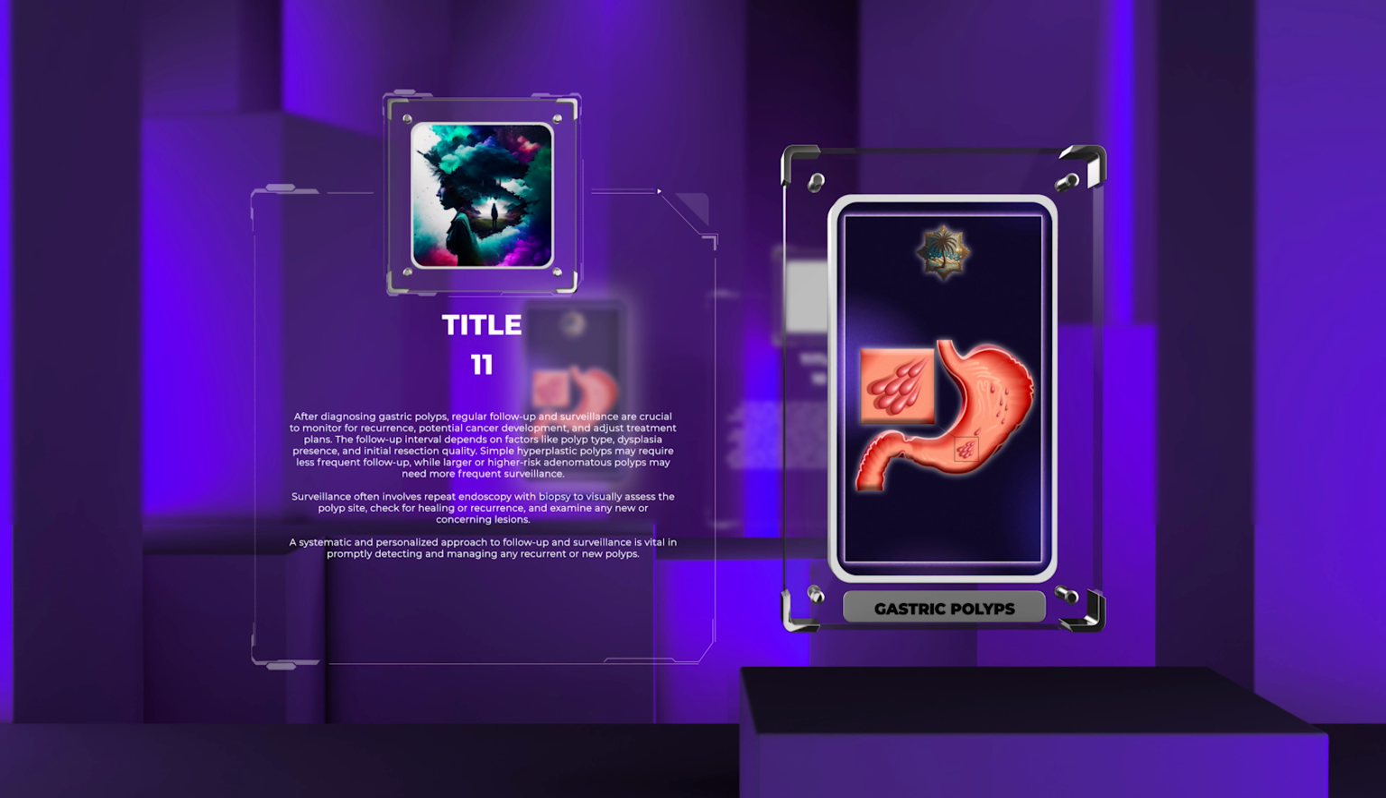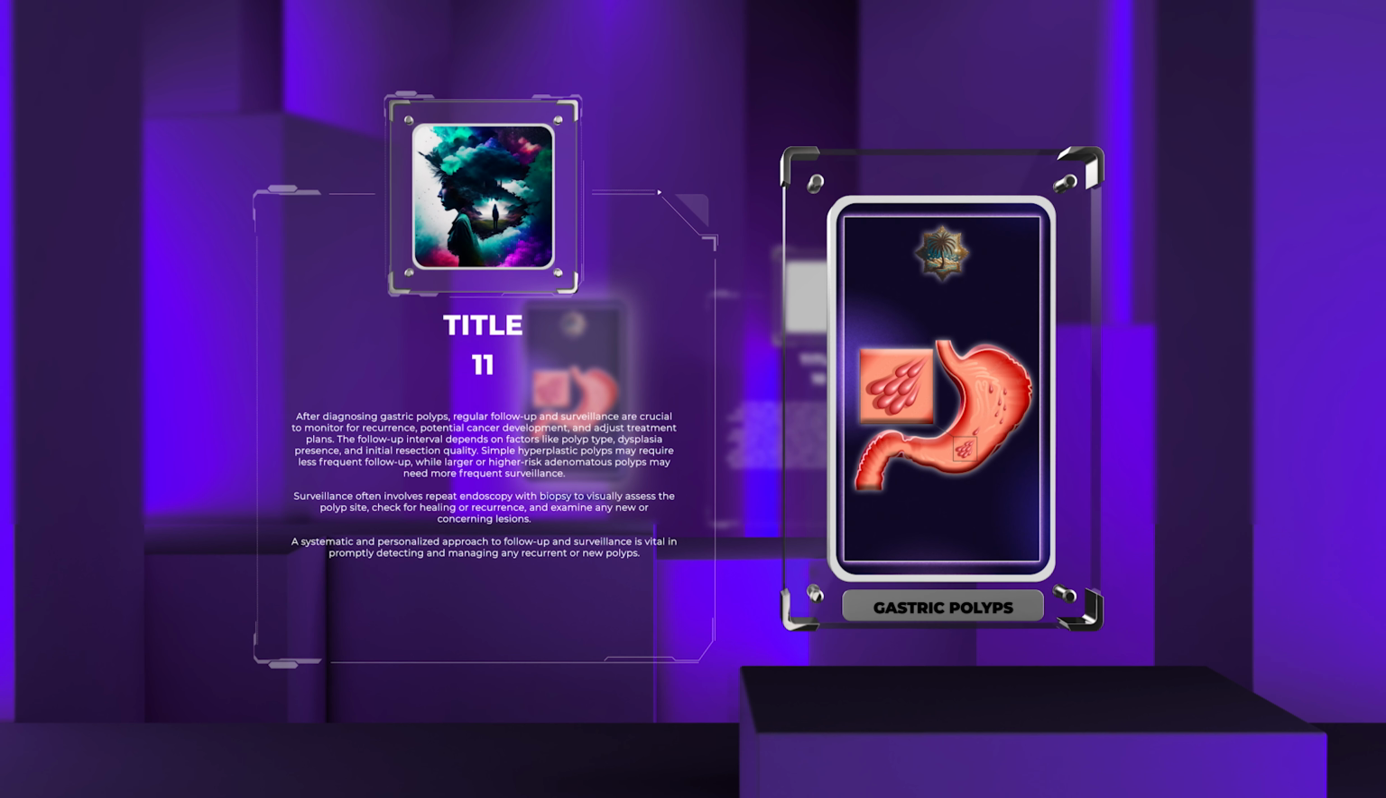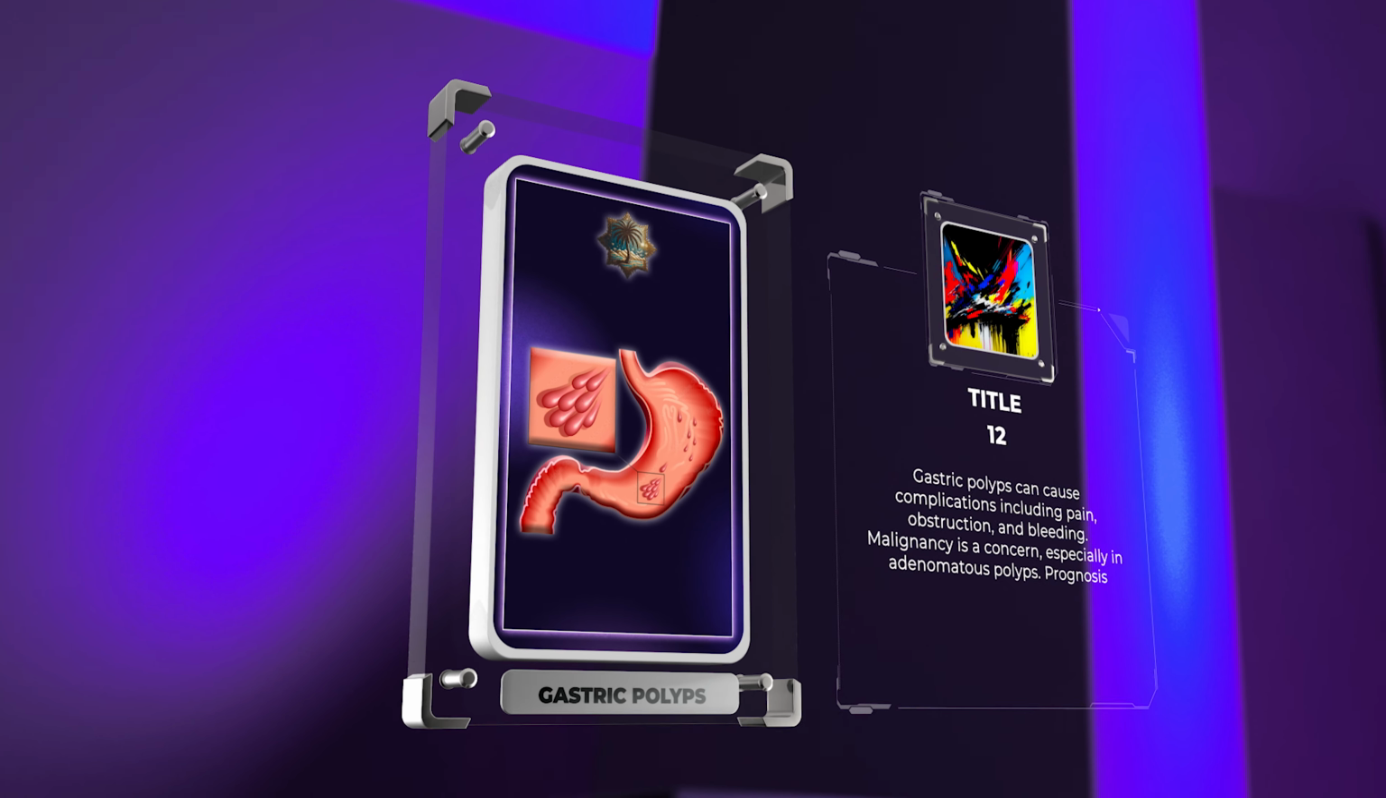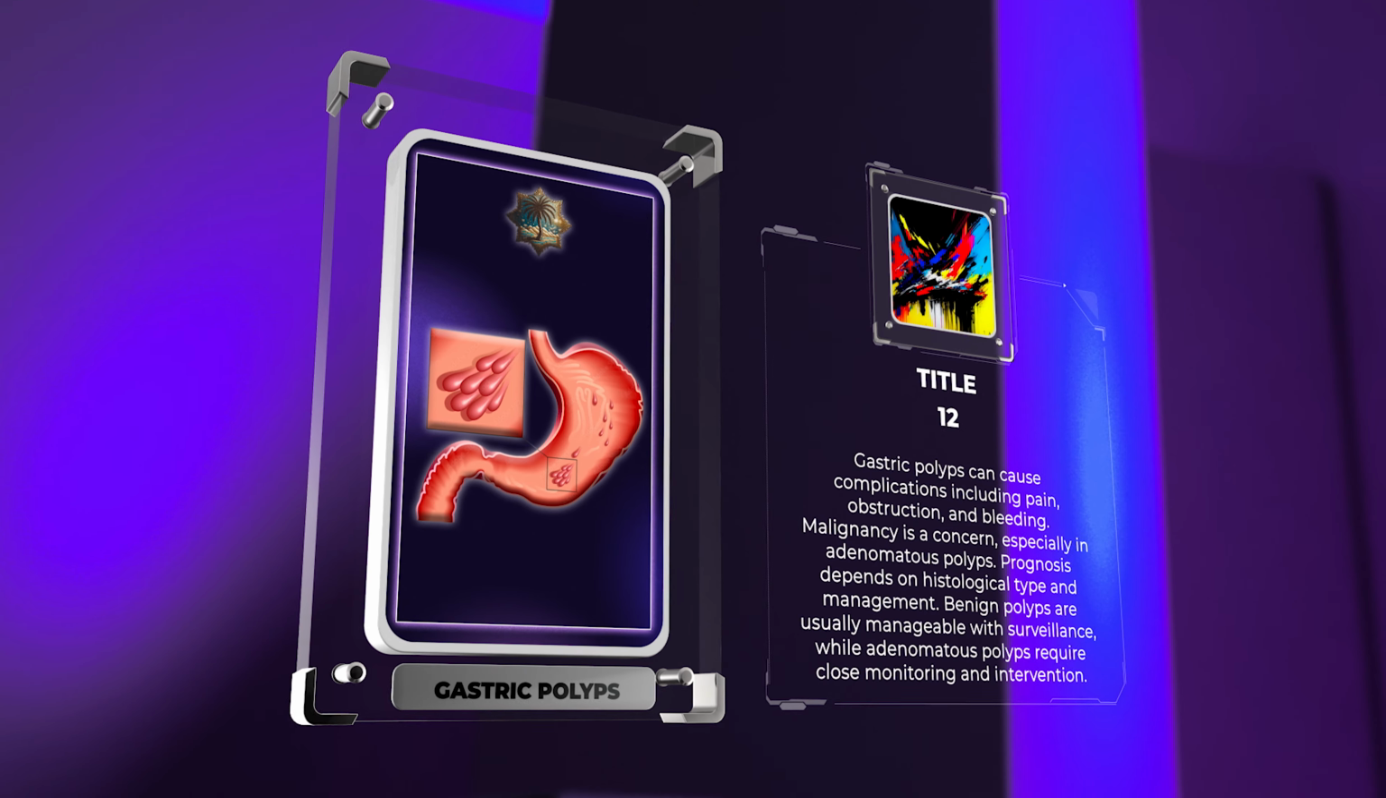Surveillance often involves repeat endoscopy with biopsy to visually assess the polyp site, check for healing or recurrence, and examine any new or concerning lesions. A systematic and personalized approach to follow-up and surveillance is vital in promptly detecting and managing any recurrent or new polyps.